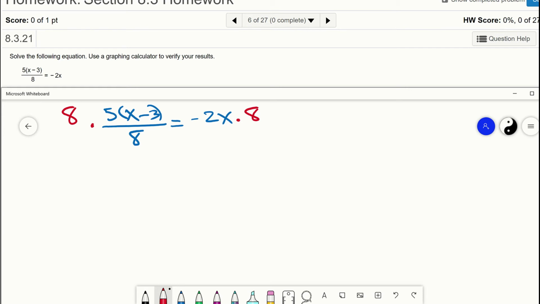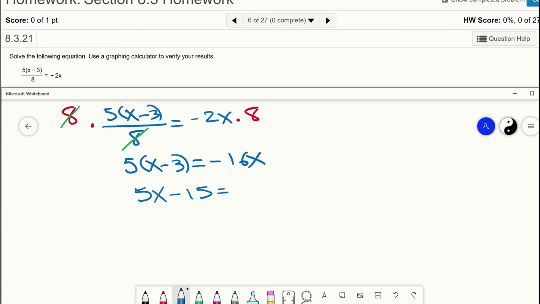Remember, you want to solve an equation that is simpler but equivalent to the one you started with, meaning it has the same solutions. All right, so now we notice that the 8s will clear out here, and we end up with 5 times x minus 3 equals negative 16x. And so 5x minus 15 equals negative 16x.